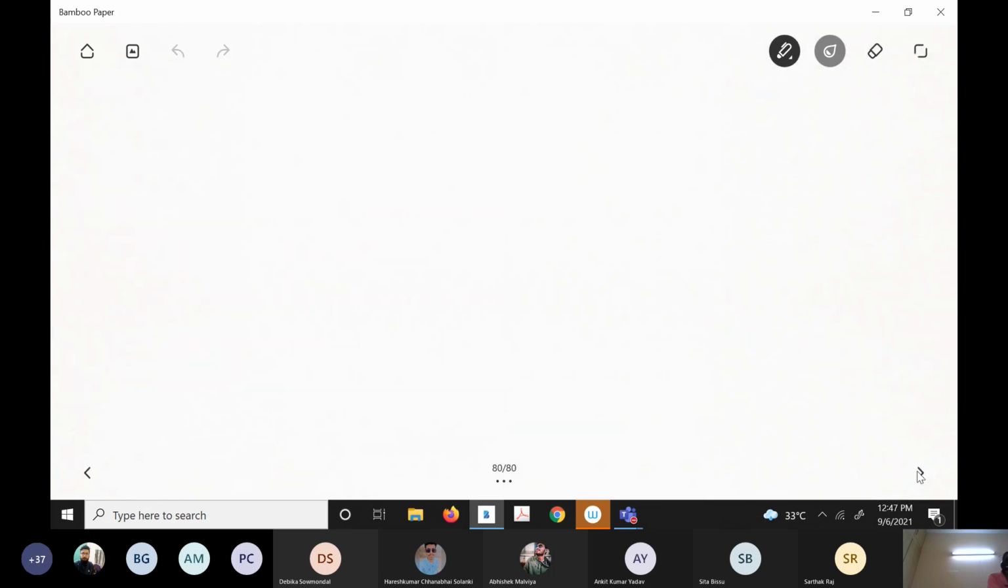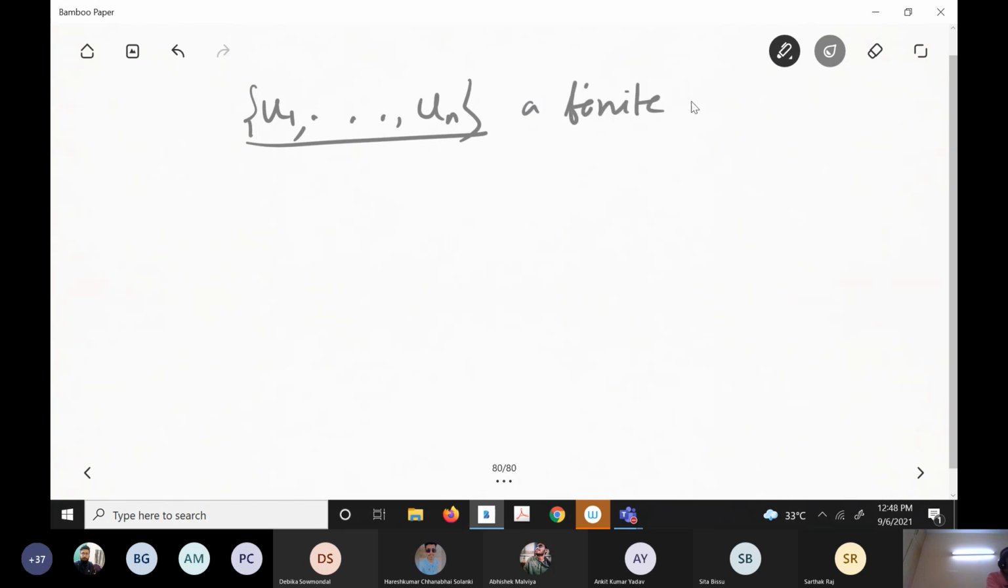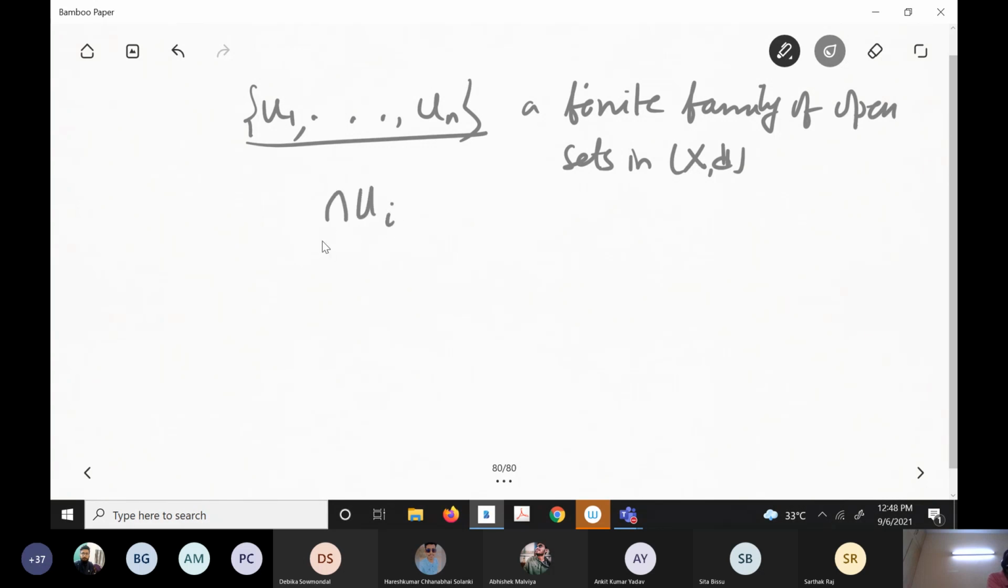Now look here, that means the result is that if you have a finite family of open sets in (X,T), then the intersection over i from 1 to n is open.